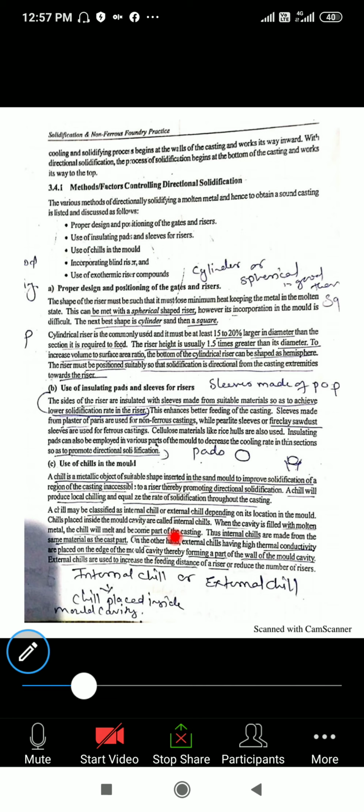Okay, so there are some methods and factors to be controlled during the directional solidification. Now let us discuss that one. Okay, first one is the proper design and proportioning of the gates and the riser. Just now I have told you how the riser should be and how the runner should be. What is the intention behind that one? That you are going to study. Because the shape of the runner, risers and the gate should be considered, so that if the required shape is taken, then only you can achieve the directional solidification.